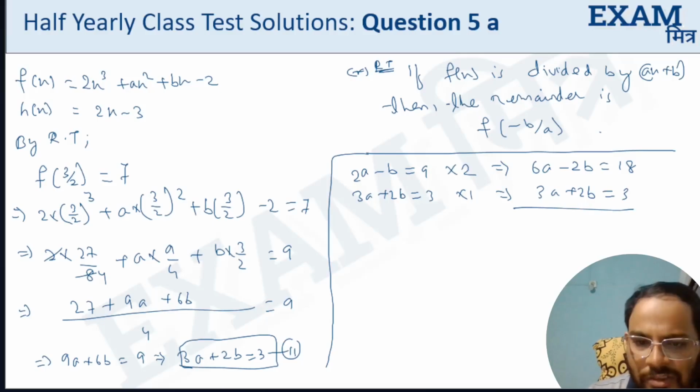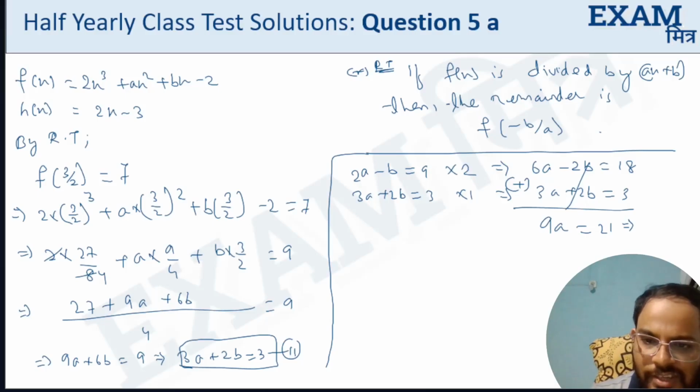Why did we do so? Just to cancel any of the terms. I am preferring it to cancel b because it is already positive and negative there. So if we add them, these two get cancelled. 6a plus 3a is 9a, and this is 18 plus 3, 21. a is 21 by 9.